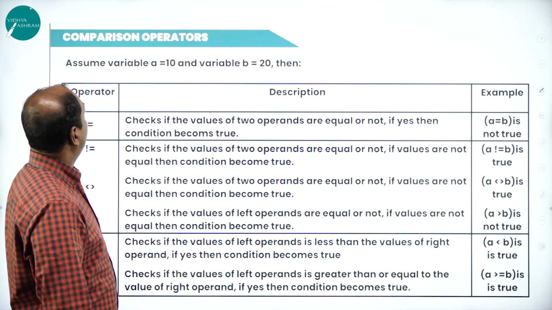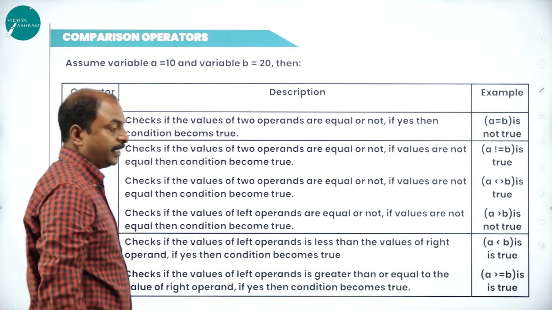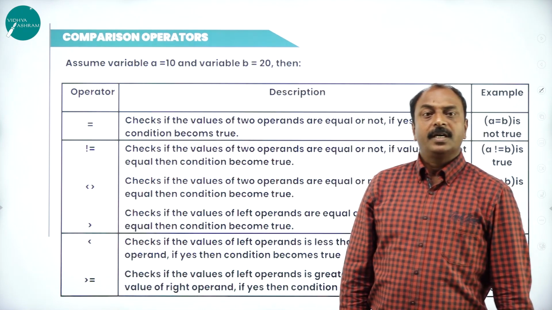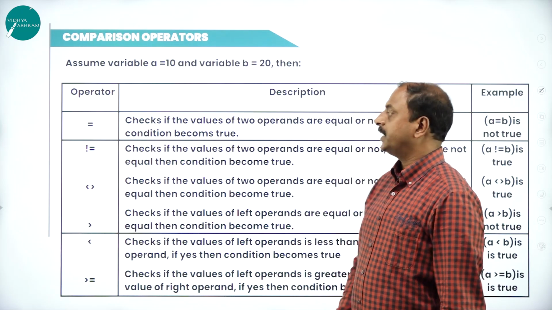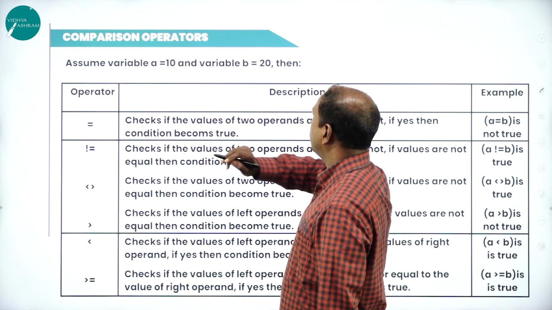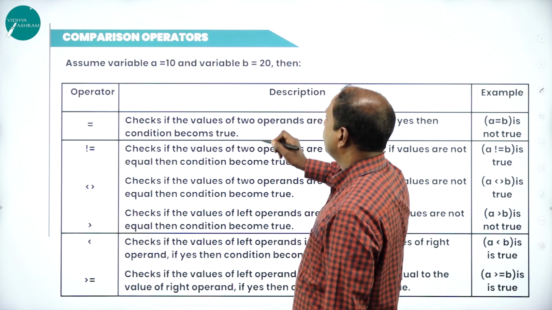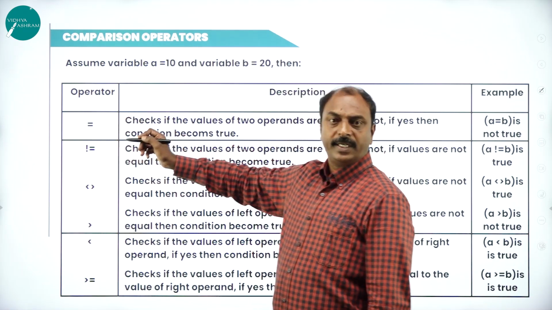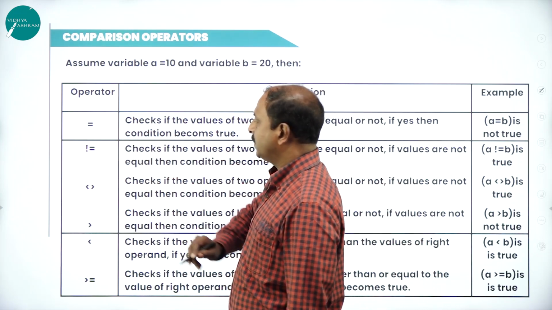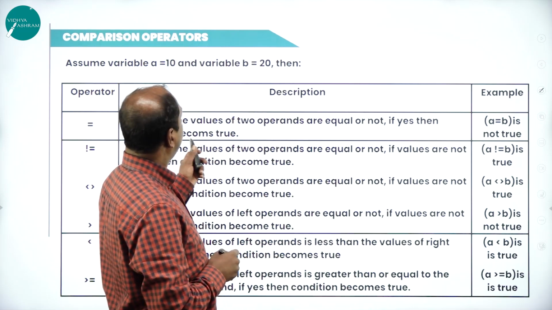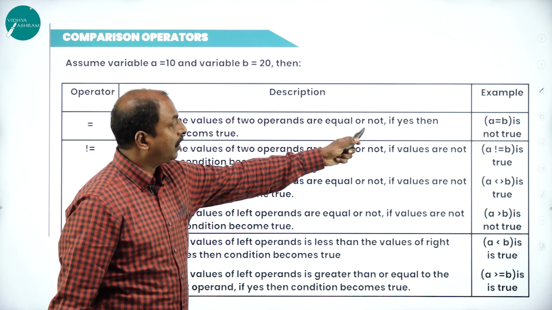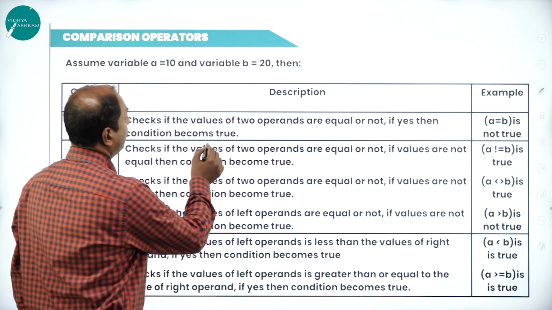Now let us see what comparison operators are. Normally we study the relational operators in C++, and this is almost similar to that. Here we assume that A equals 10 and B equals 20. Then we can test different operations. The first operator is equals. It checks if the values of two operands are equal or not. If yes, the condition becomes true.